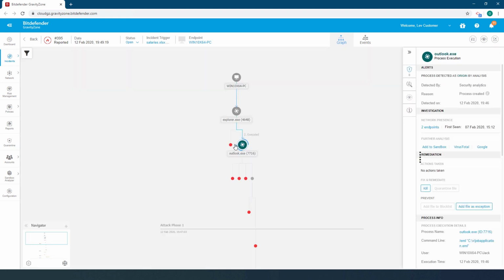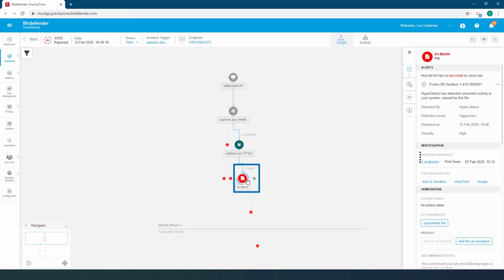We can definitely see that Outlook was the process detected as the origin, which means that the attack was received through an email. Now, if we look further, we clearly identify even the attachment that caused this attack in the first place. And we see here that we have our first proactive detection on the CV.m, basically a document, a CV that was received through email, a detection that was triggered by our HyperDetect module.